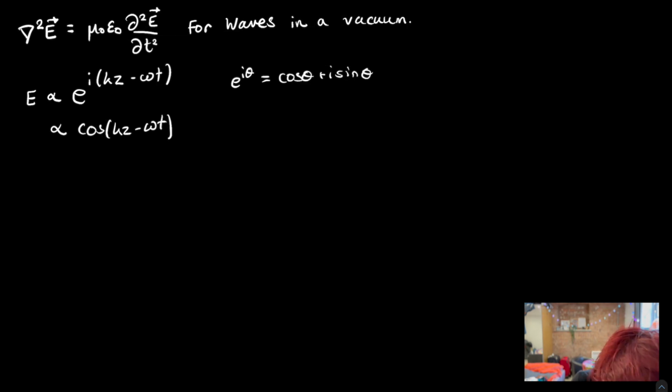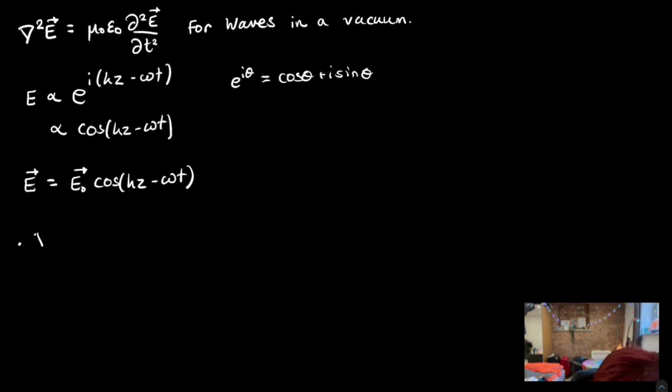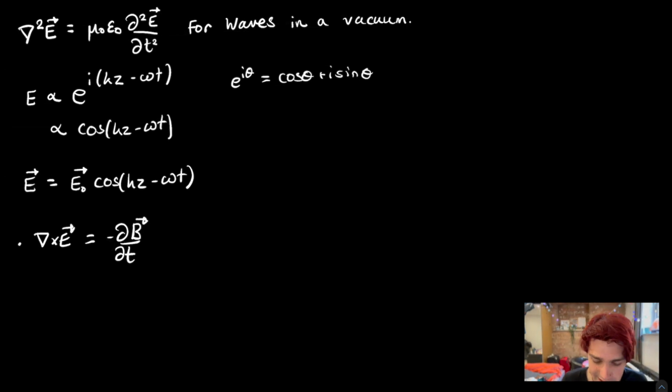And because, of course, electric field is a vector, the way to write this as a vector is you say that E is equal to E naught, which is also a vector, the amplitude if you like, times cos(kz minus omega t). Now, we said that Maxwell's equation is given by the curl of E is equal to minus the derivative of the magnetic field with respect to time. And so what that does is relate the electric field in free space to the magnetic field in free space. And so you can actually solve this. If you know the electric field, you can get the magnetic field as well.